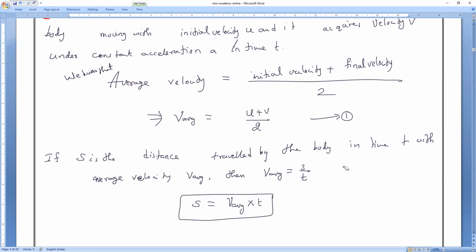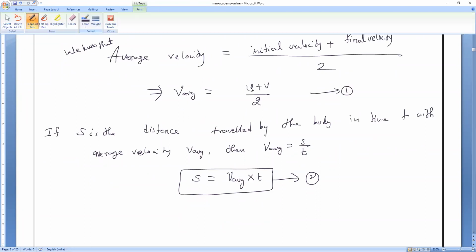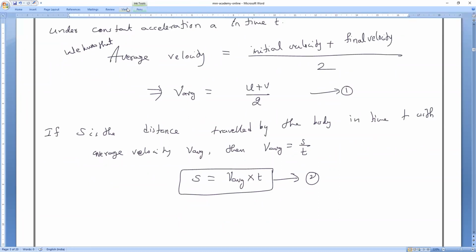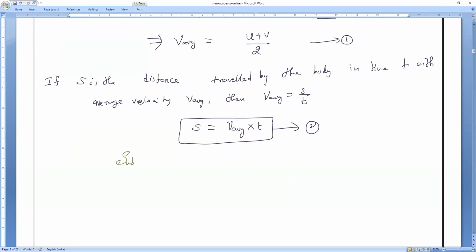Now what is our next step? Substitute equation 1 in equation 2. What will come? S is equal to u plus v by 2 into t. Is it right or wrong? Yes, sir.